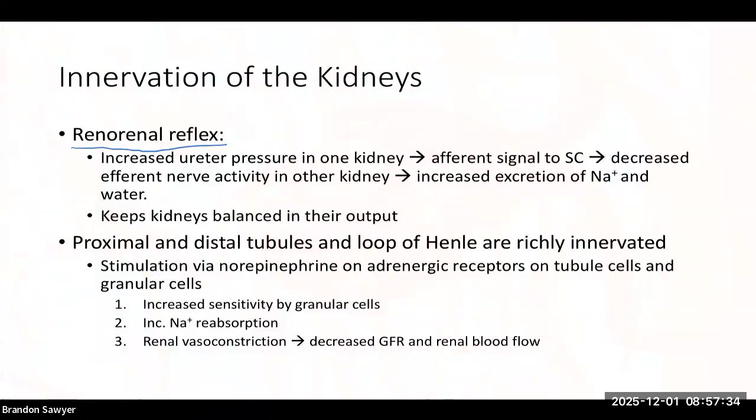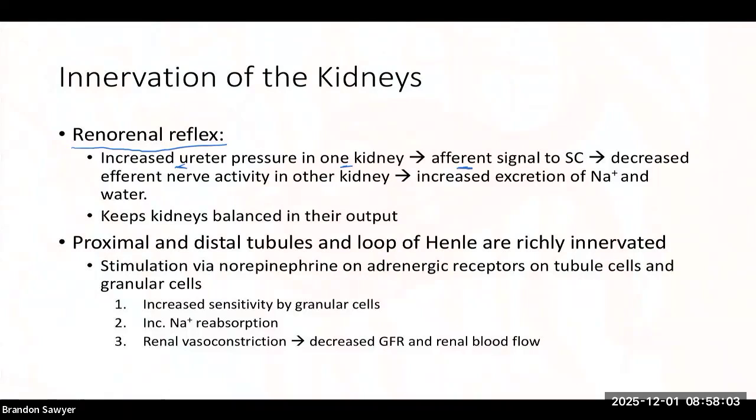And so the way this works is with increased ureter pressure in one kidney. So this is like increased urine production, right? The ureter would have an increase in pressure if we filled it with urine, sending more urine out of that kidney. That stretch is going to be sensed by some stretch receptors, and that's going to create an afferent signal that goes back to the spinal cord.